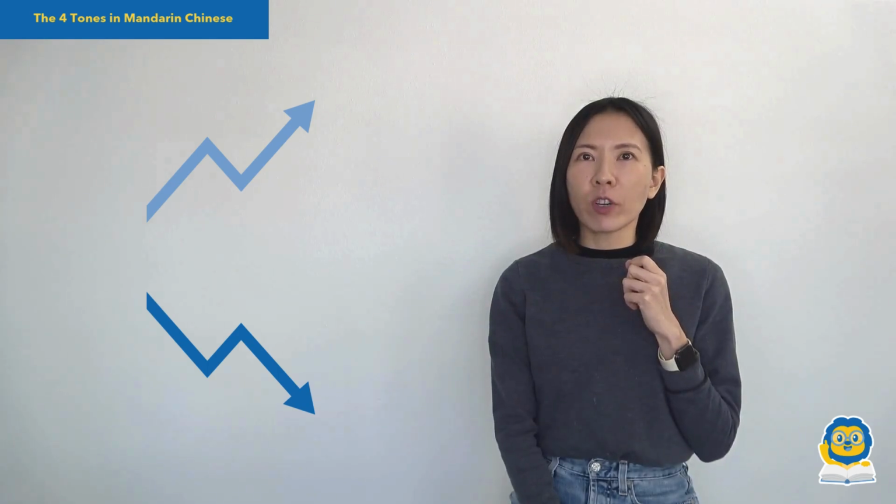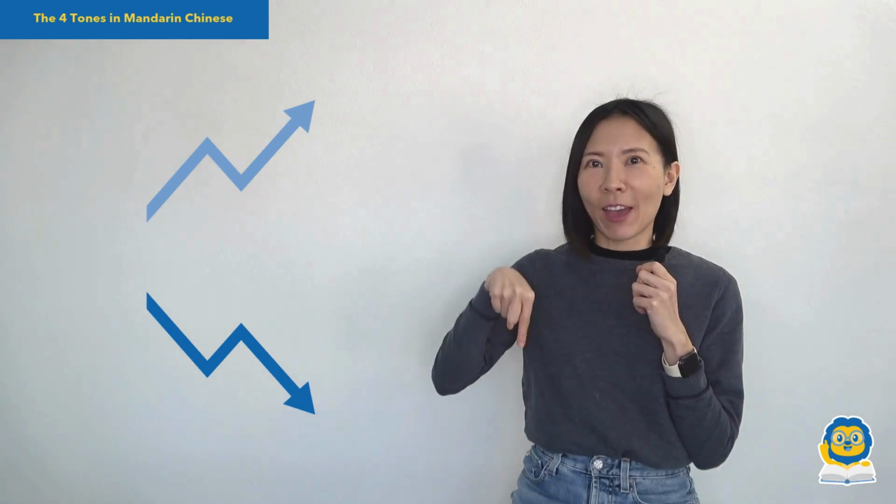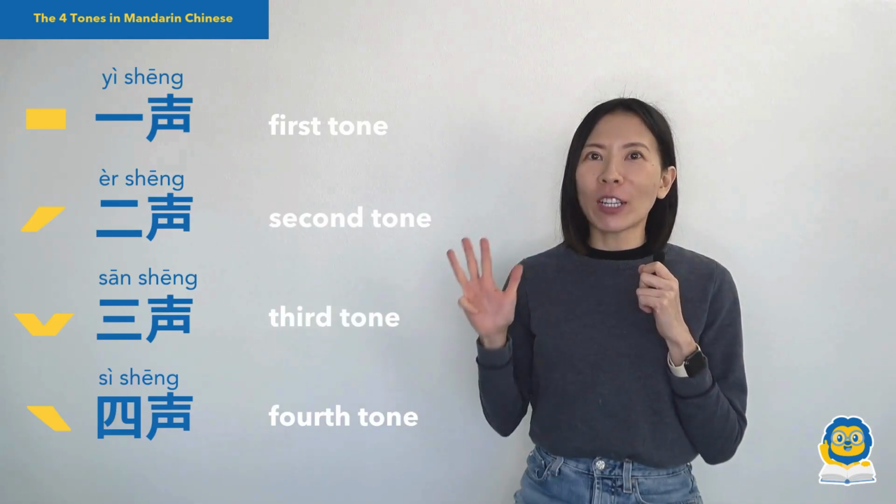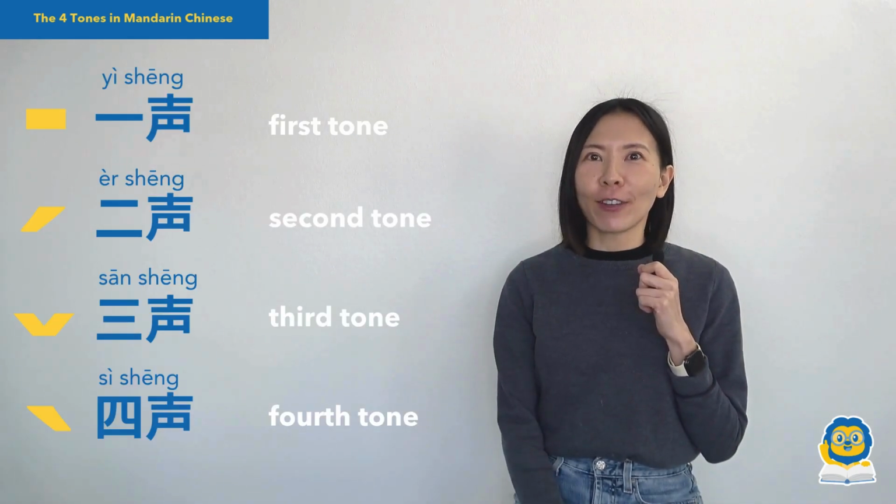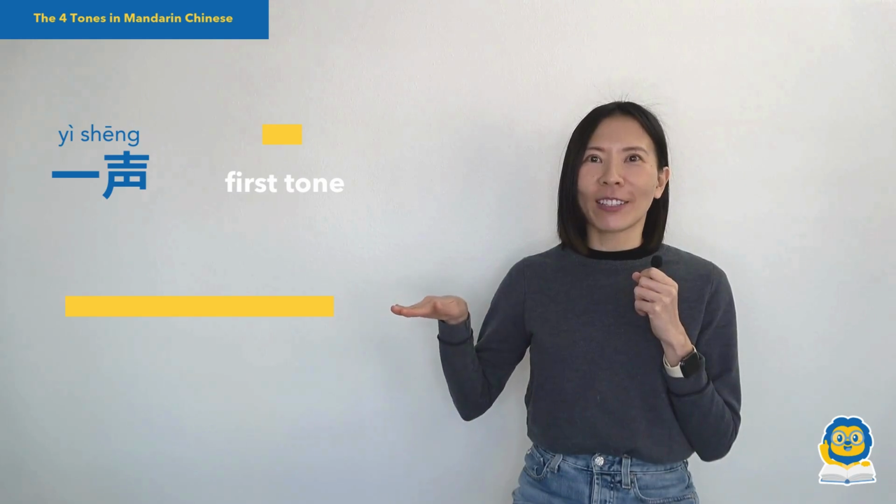Chinese is a tonal language, and each word has an assigned tone or pitch that goes up or down. In Mandarin Chinese, there are four tones, the first, second, third, and fourth that we call 一声, 二声, 三声, and 四声. The first tone is described as a steady tone without being raised or lowered.